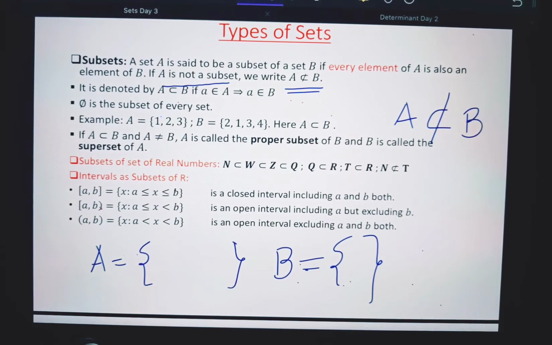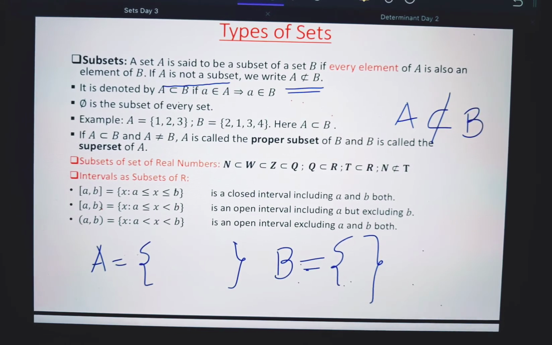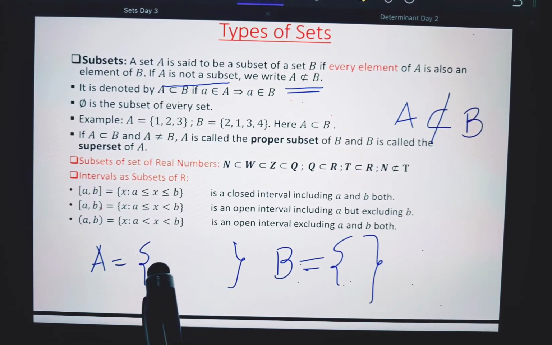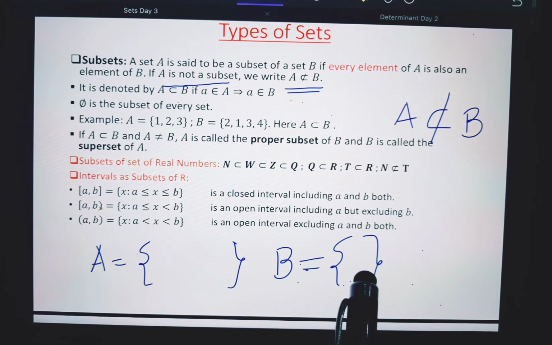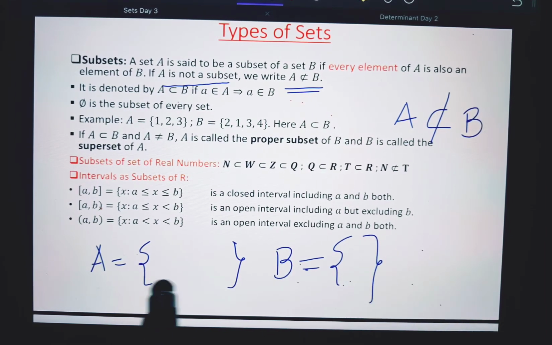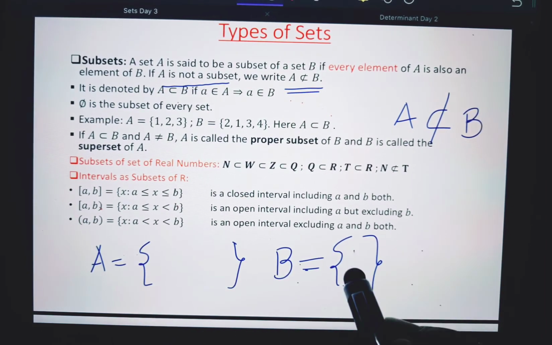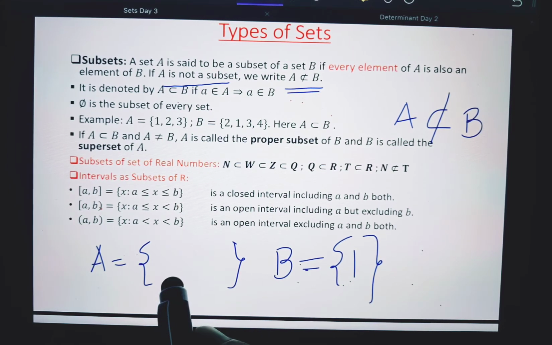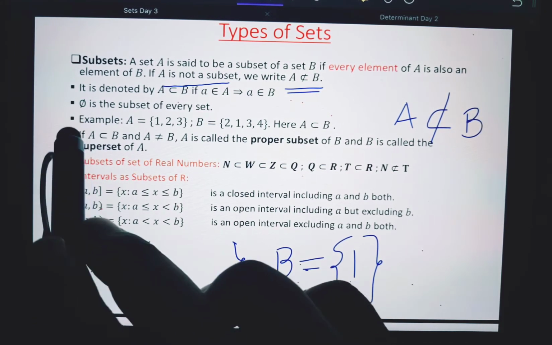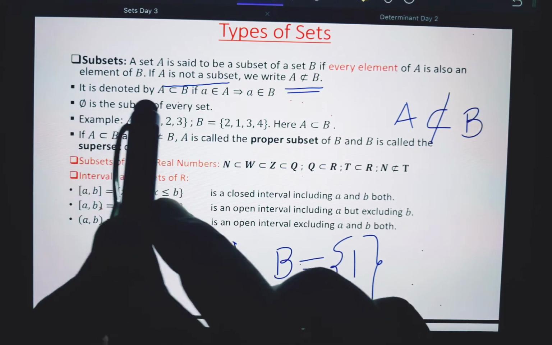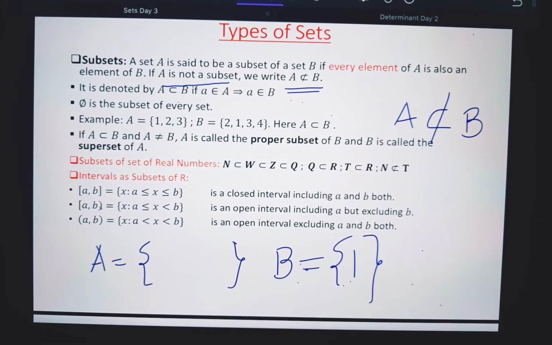Any set is a subset of itself also, because all I have to check is whether all the elements of this one are contained in here or not. You see, nothing is here, nothing is here, so subset. Nothing is here, 1 is here, I don't care, nothing is in here, so it's a subset. So A is a subset of B. So what we can say is, the empty set is a subset of every set. Am I clear? The empty set is a subset of every set.